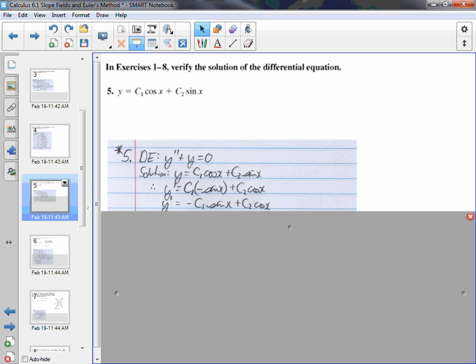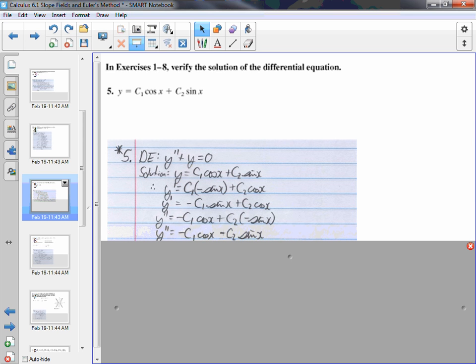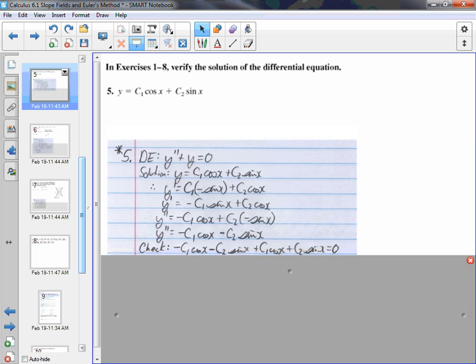Take the derivative again to get y double prime. And see if you get what I got. All right, so let's do our check. Now, we know it's going to work. So if it doesn't end up making a true statement, we have made a mistake because it's a verify. So let's do our check.